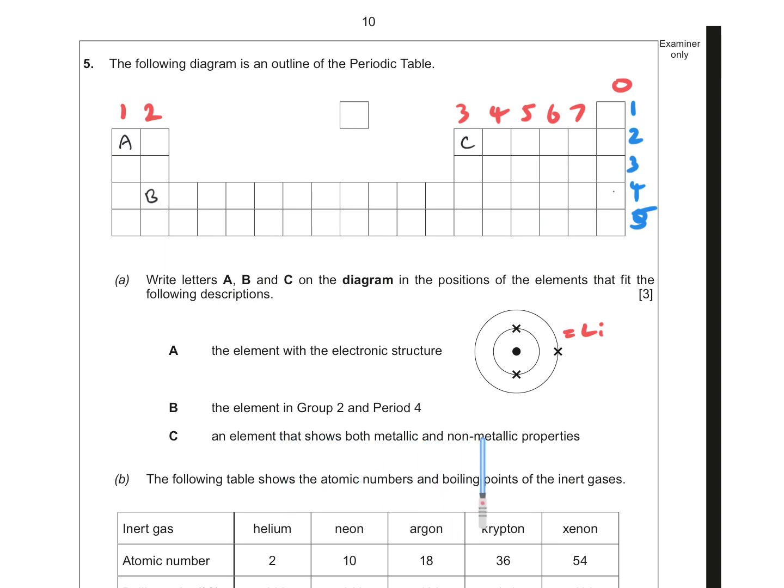And an element that shows both metallic and non-metallic properties. Well, we've got to remember that there is that staircase that separates metals and non-metals. You could have put C in any position which is next to that staircase.